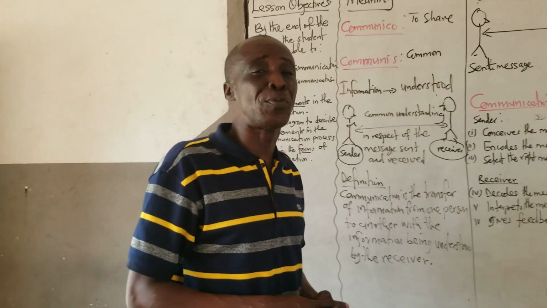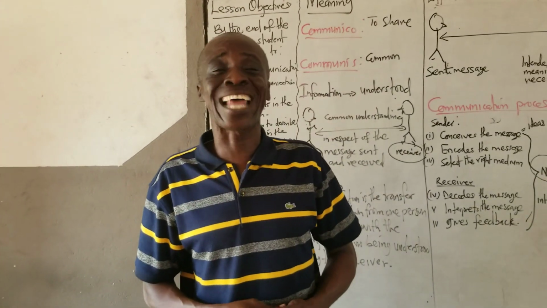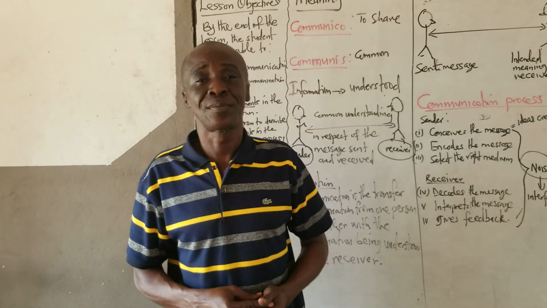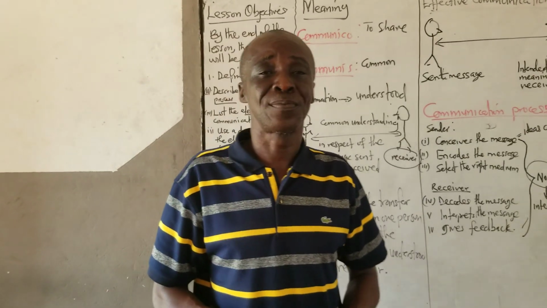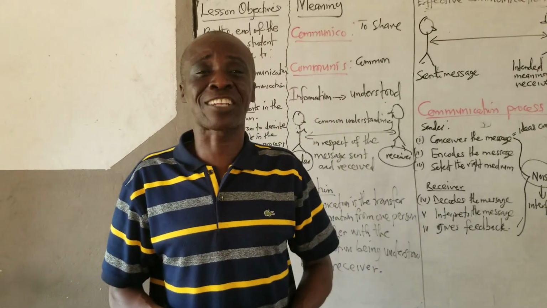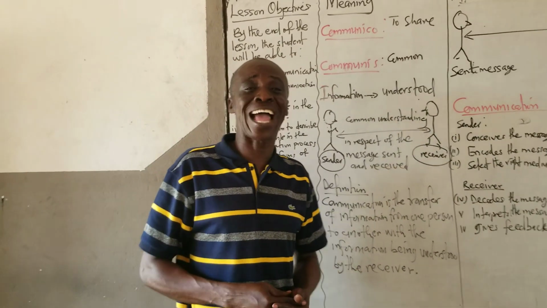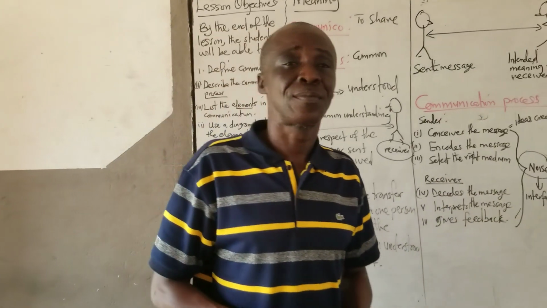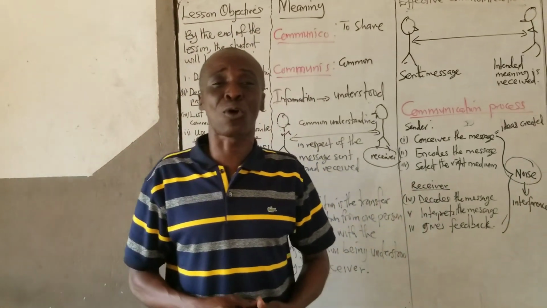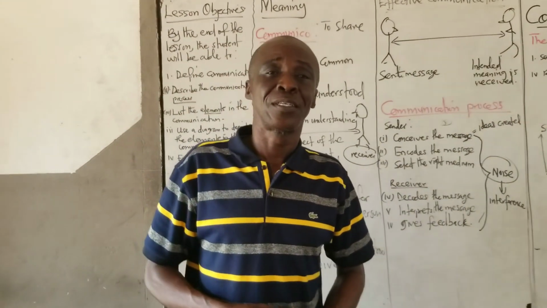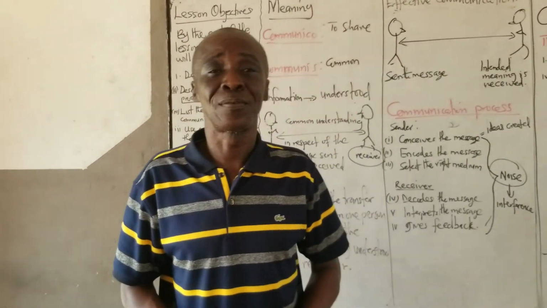5. What is upward communication? 6. What is downward communication? 7. What is horizontal communication, or what is lateral communication? 8. What is diagonal communication? 9. State any 3 uses of upward communication. 10. State any 4 uses of downward communication.